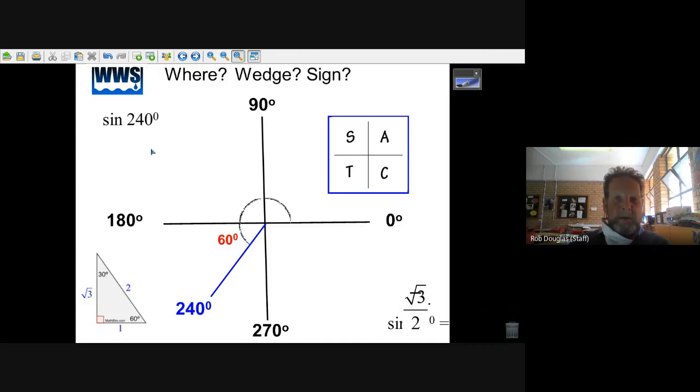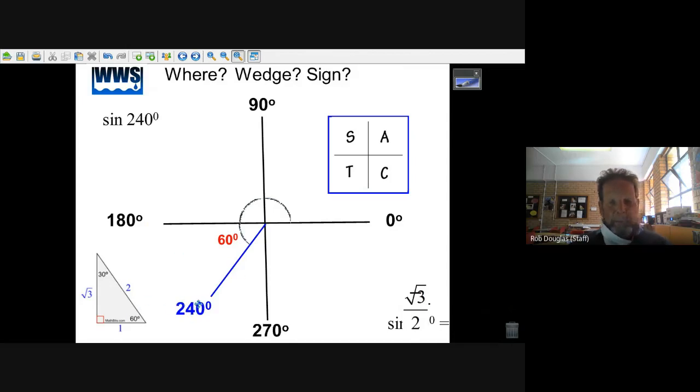What you do to get started is you go to where it is. So you start at 0 degrees, you go counterclockwise 90, 180, and 240 degrees. It'd be right about there, 240 degrees. You haven't hit 270 yet. You've gone past 180. You must be in the third quadrant.